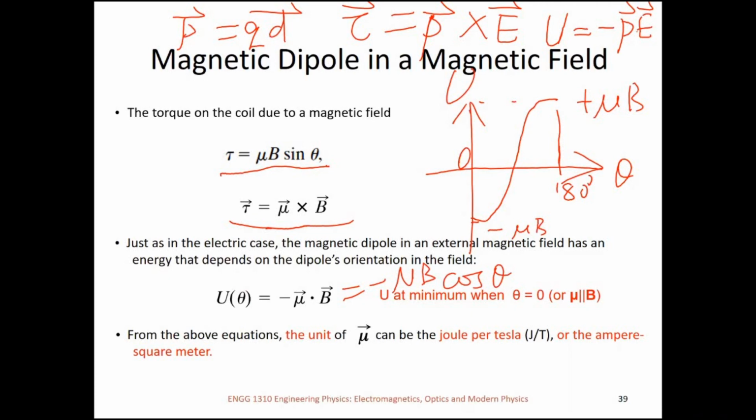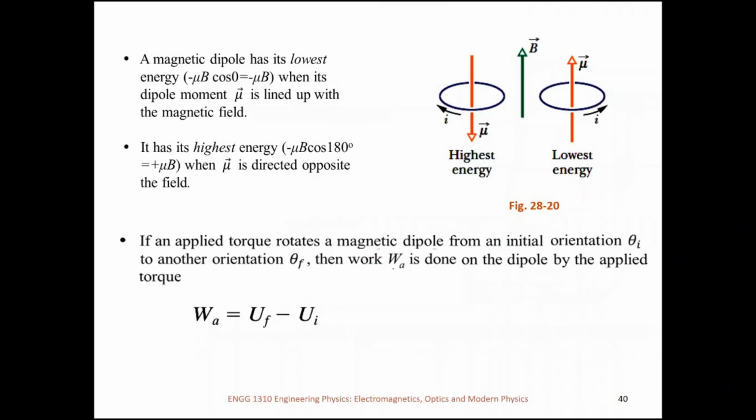From the above equation, the unit of mu is joule per Tesla, or ampere square meter. They are equivalent to each other. And from the derivation we just had, a magnetic dipole will have its lowest energy, minus mu B, when the dipole moment is lined up with the magnetic field. It will have the highest energy when mu is directly opposite to the field.